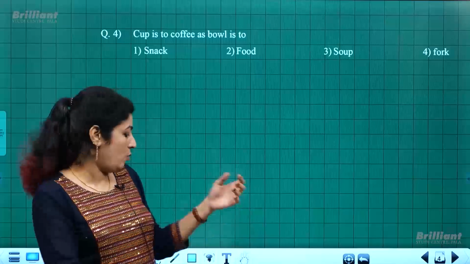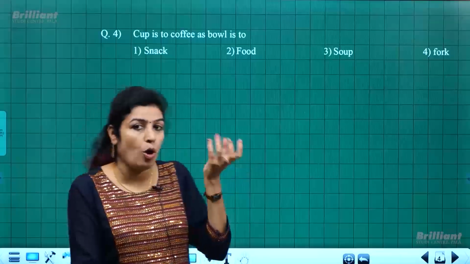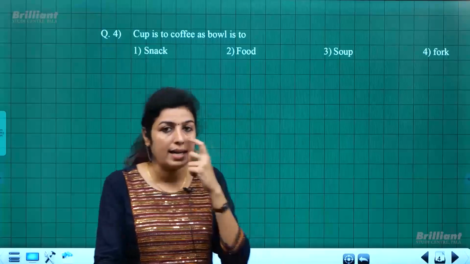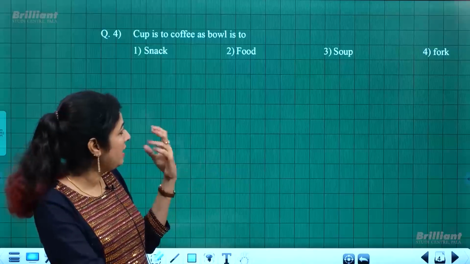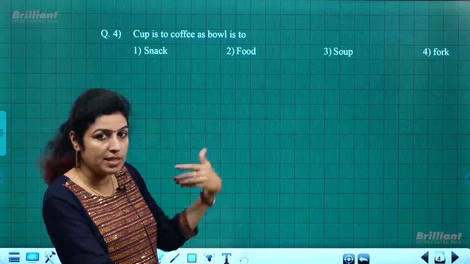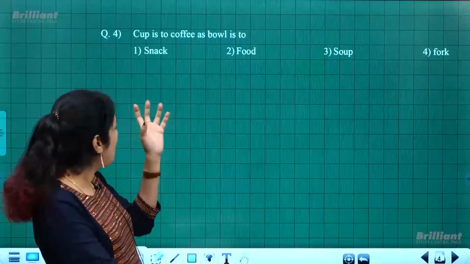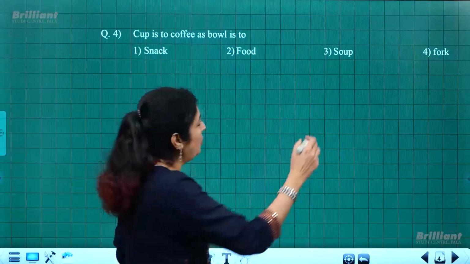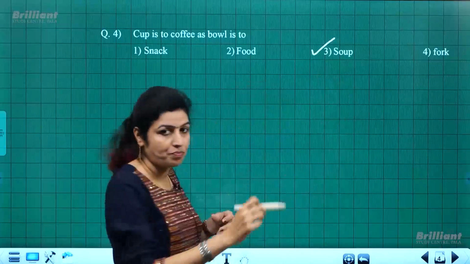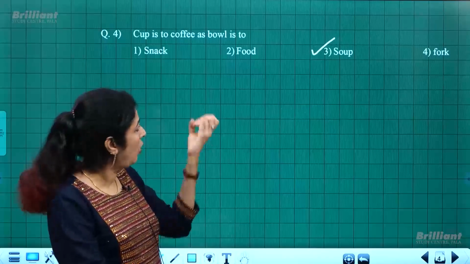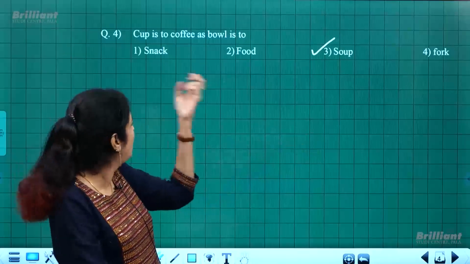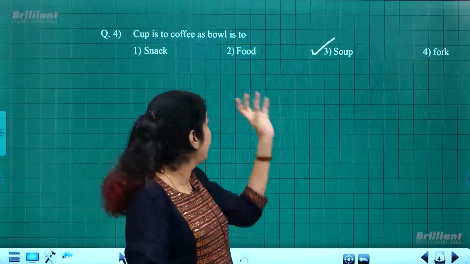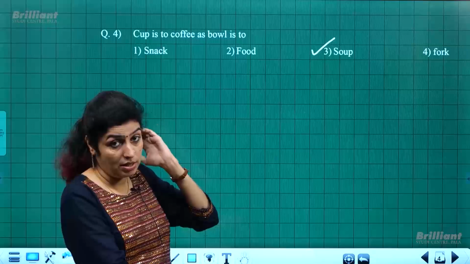Next is cup is to coffee as bowl is to dash. So what is the use of a cup? To hold coffee. You drink coffee or tea in a cup. Exactly likewise, what is the use of a bowl? Which option is the best one you can select? A bowl is not used to eat snacks. Instead, it is used for soup. Not food in general, not to keep forks or spoons or cutlery inside, but soup, just like coffee is drunk in a cup.